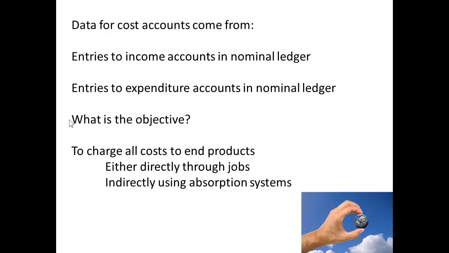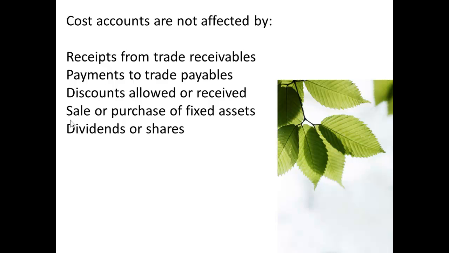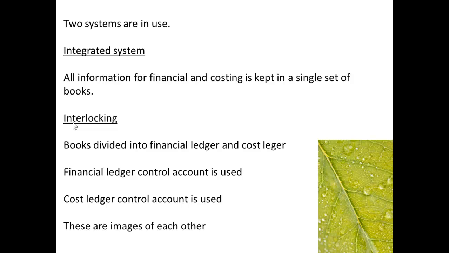Our data comes from income accounts and from expenditure accounts, and the objective is to charge all costs to end products, either directly through the jobs or indirectly using absorption systems. Cost accounts are not affected by receipts from trade receivables or from payments to trade payables, or for discounts allowed, received, sale or purchase of fixed assets, or by dividends and shares. The integrated system we have already dealt with in a separate podcast. See that podcast if you want to find out more about the integrated system.